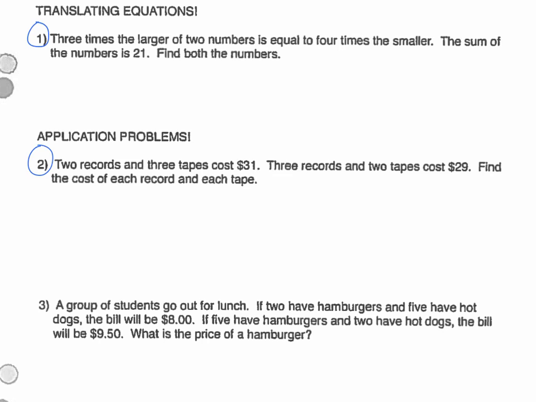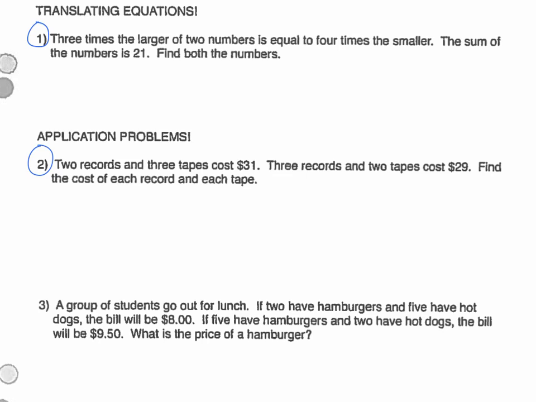3 times the larger of 2 numbers is equal to 4 times the smaller. The sum of the numbers is 21. Find both the numbers. So remember, there's a lot of information in here. You should be looking to create 2 different equations. And with translating, you don't necessarily have to be stuck in standard form or slope-intercept form. You just want to translate the information they gave you.